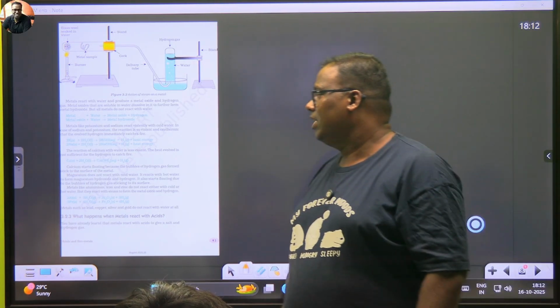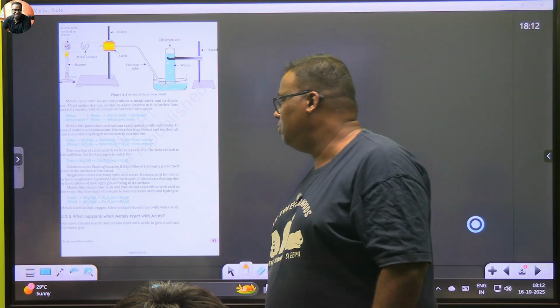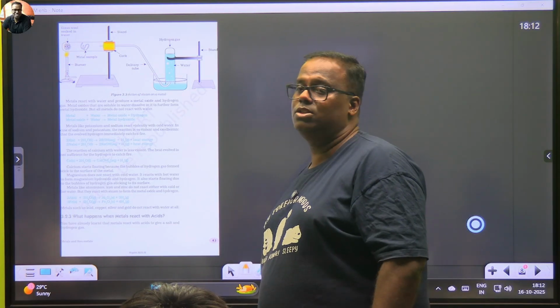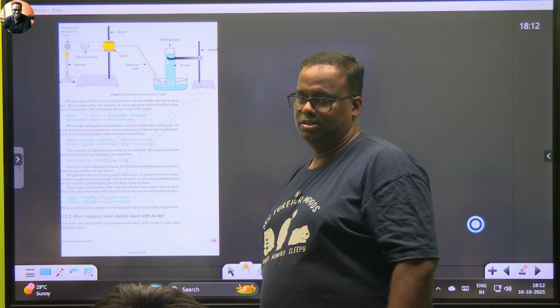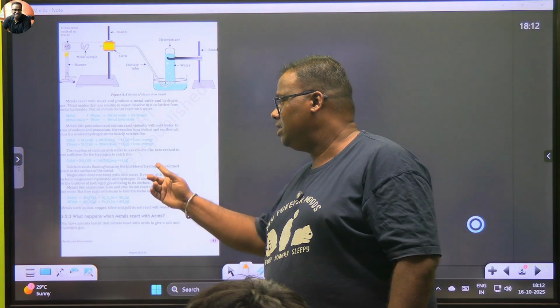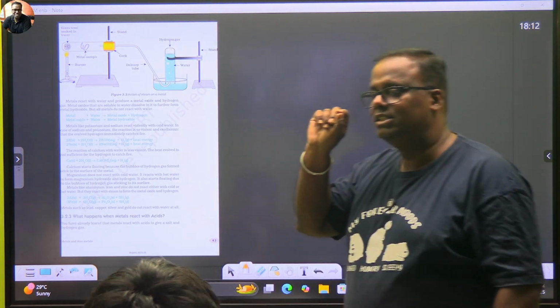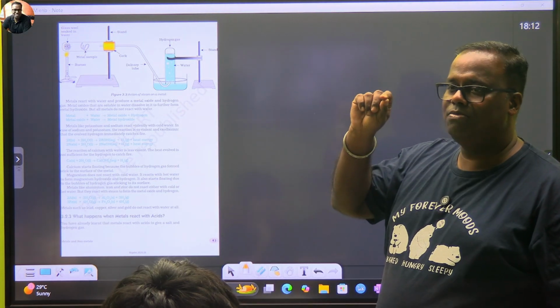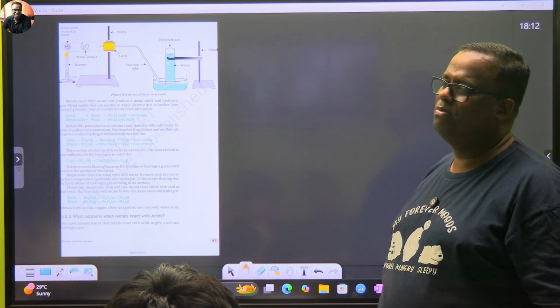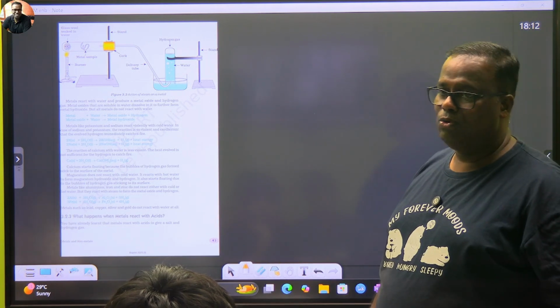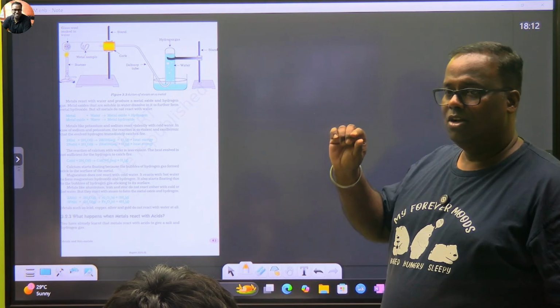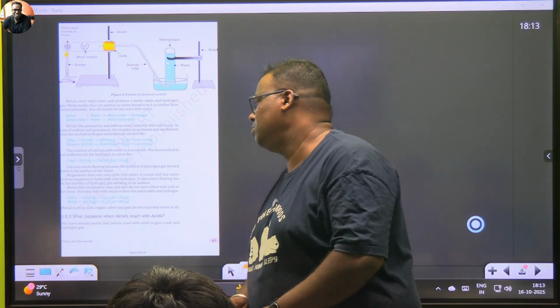ठीक है? Calcium starts floating because the bubbles of hydrogen gas formed stick to the surface of the metal. ये भी important. When you burn calcium, why is the float observed? 1 mark question if someone asks you. The float is observed because the bubbles of hydrogen stick to the body.